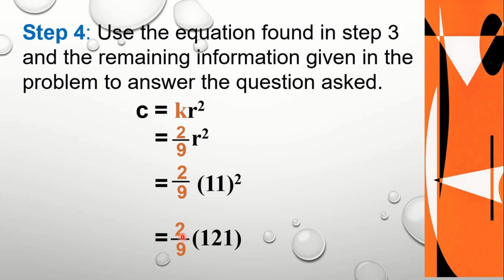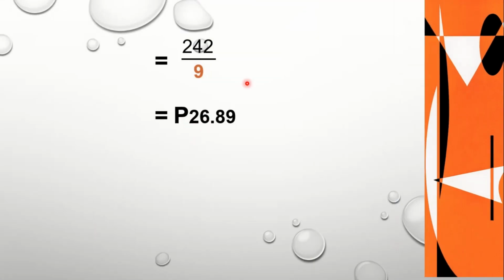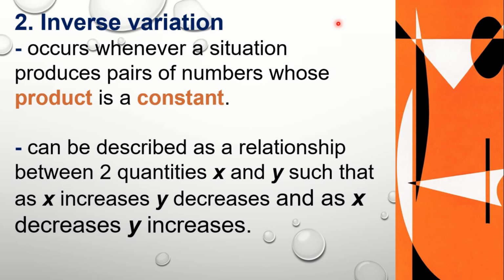So that is equal to 2 over 9 times the square of 11, which is 121. Then we multiply 2 times 121, which is equal to 242 over 9. Then we divide 242 by 9, that is equal to 26.89.